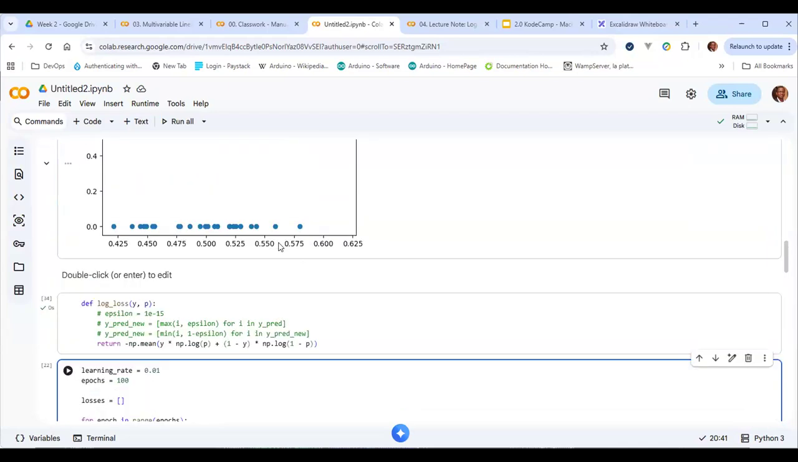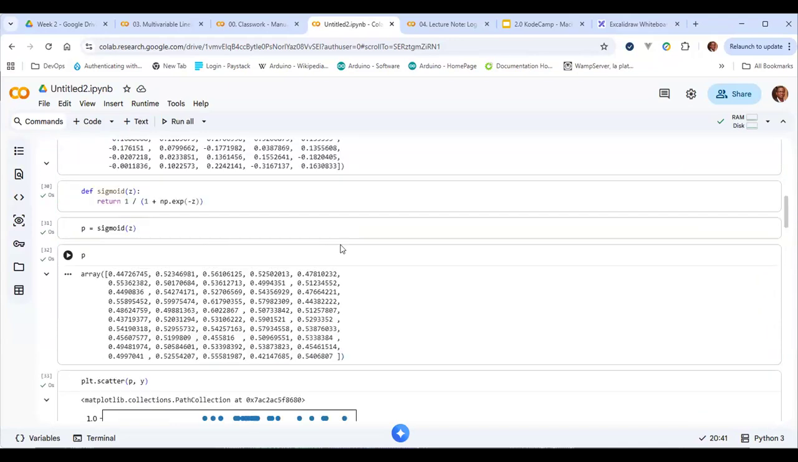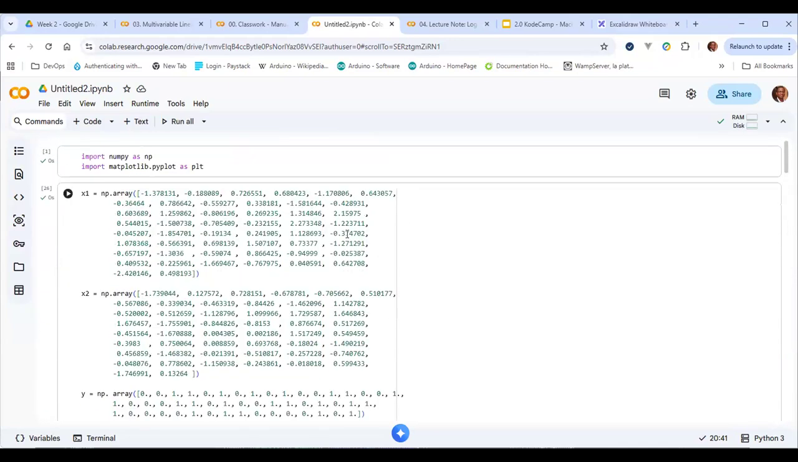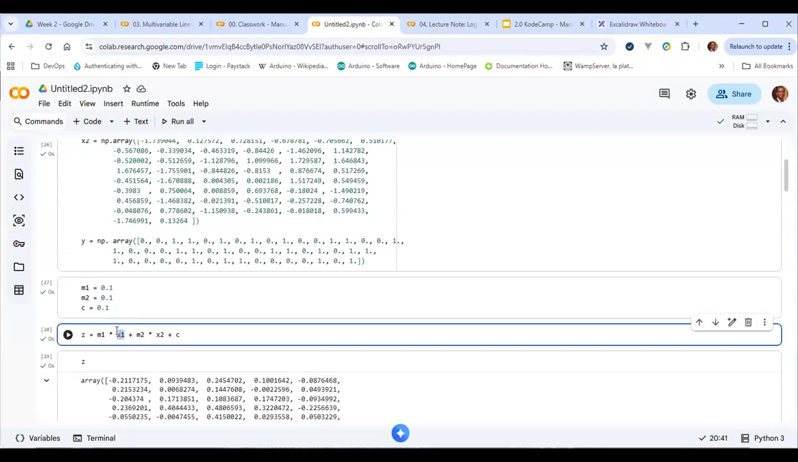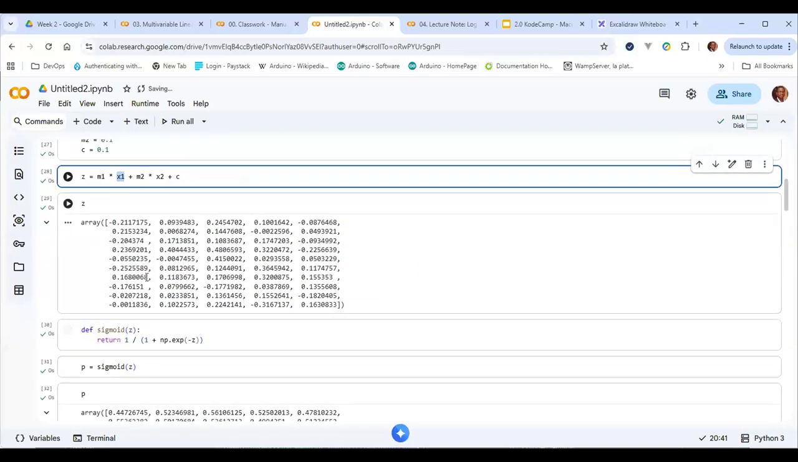So you can see the correlation. I'm doing this so that you can visually see the relationship, right? So each coefficient's gradient is determined by the actual variable that it is affecting. So M1 is affected by X1. The gradient of M1 is X1 times the loss. Sorry, the gradient of M2 is X2 times the loss.